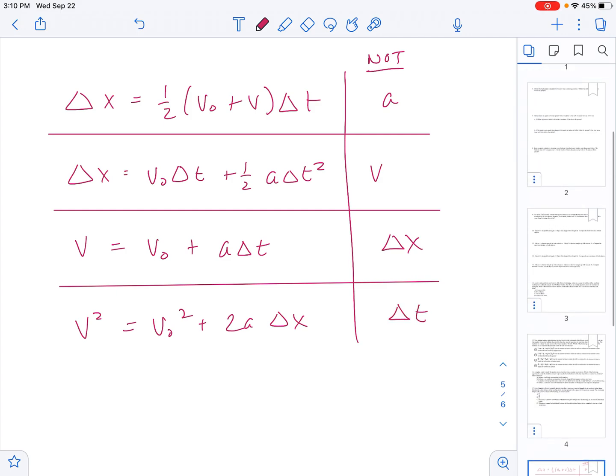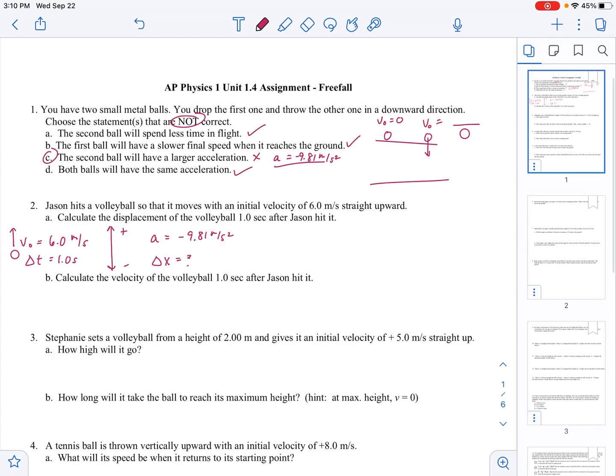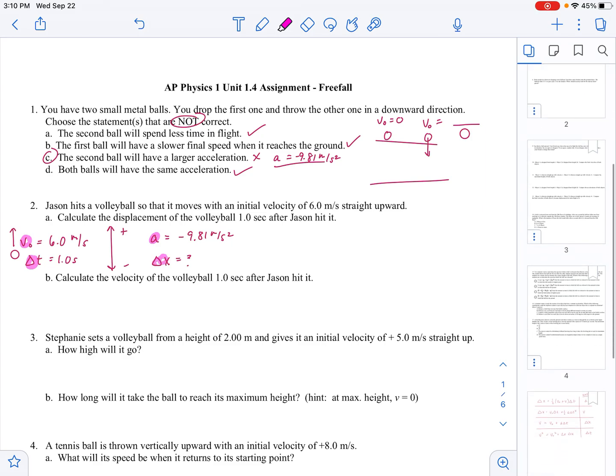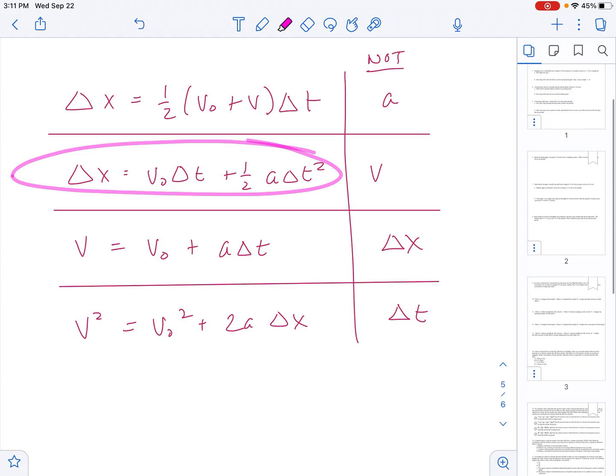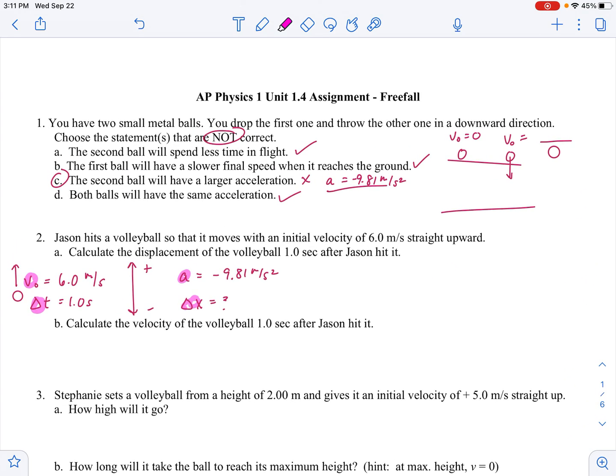If I go back up to question 1, I see that I've got initial velocity, time, acceleration, and delta x. And if I go back to my choices, this is the equation that has those same 4 variables. So I'm going to use that. I'm going to write it down.